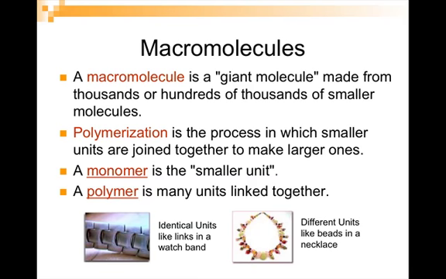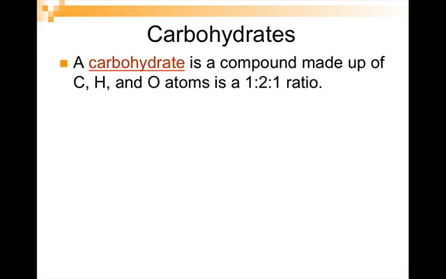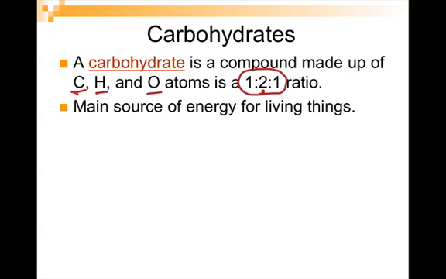So the first one we're going to start with is carbohydrates. A carbohydrate is a compound made up of, once again, carbon, hydrogen, and oxygen in a 1 to 2 to 1 ratio. This is very important to remember because when we get into lipids, it has the exact 3 elements, but in a different ratio. Carbohydrates are the main source of energy for all living things.